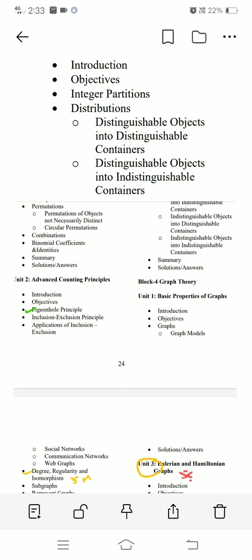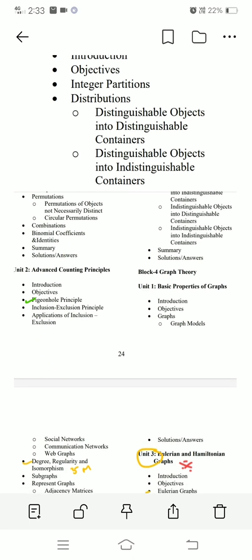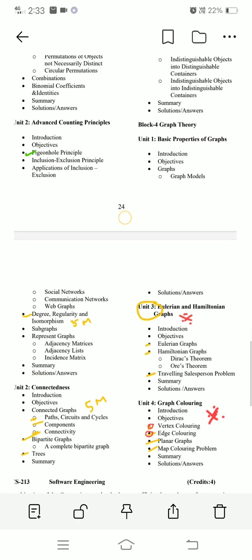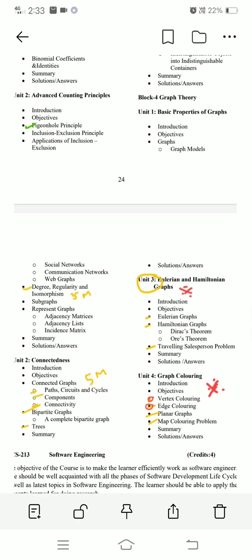And then the pigeonhole principle. It's nothing but the pigeon going into its bird's hole. So how many pigeons can fit in one hole? That is the concept of the pigeonhole principle. You just look at it. You can understand the concept and write the exams. This will come for the 5 marks.